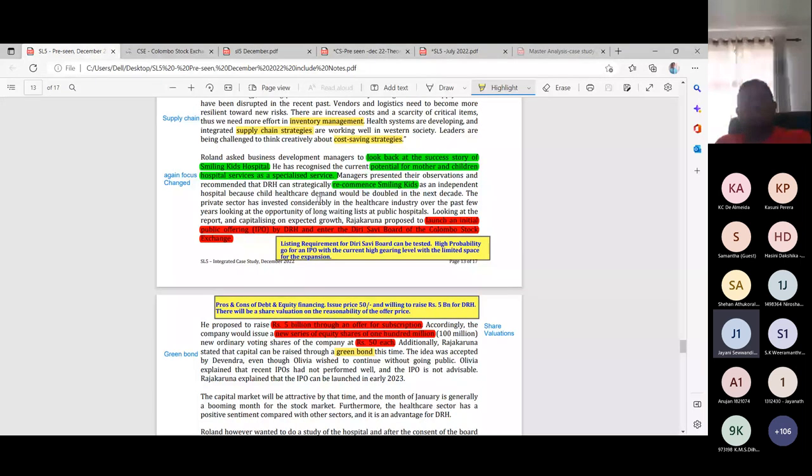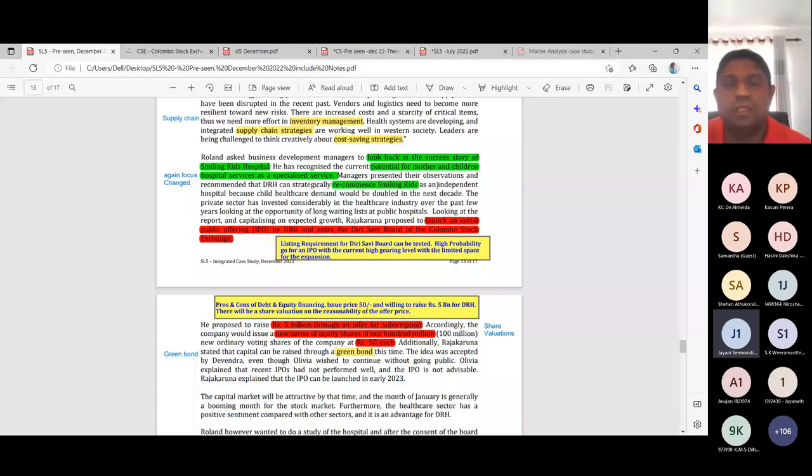Managers presented their observations and recommended that DRH can strategically position Smiling Kid as an independent hospital, because child healthcare demand would double in the next decade. They are not going to close the existing one, but change the strategy of the existing one. Instead, I think they plan to add a new unit, no? Right? Independent hospitals, they have mentioned this one.